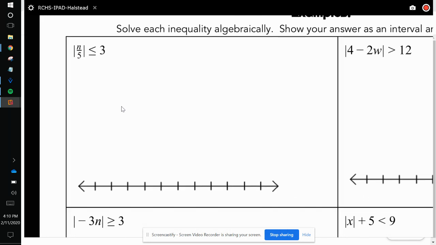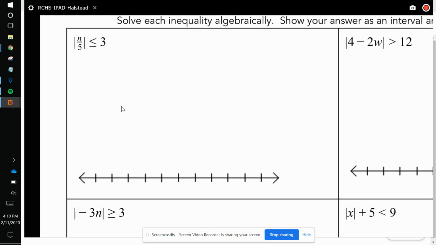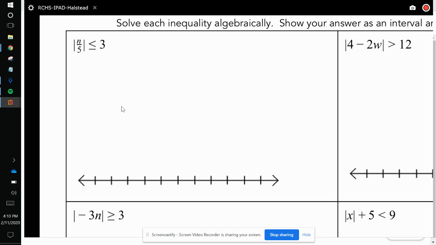Step one, is the absolute value in this inequality by itself on one side? Yes. So what we can do is drop the absolute value signs and split into two different inequalities. So n over 5 is less than or equal to 3. And then the second one, these are parentheses, not absolute value signs. The second one, n over 5 times a negative is less than or equal to 3.